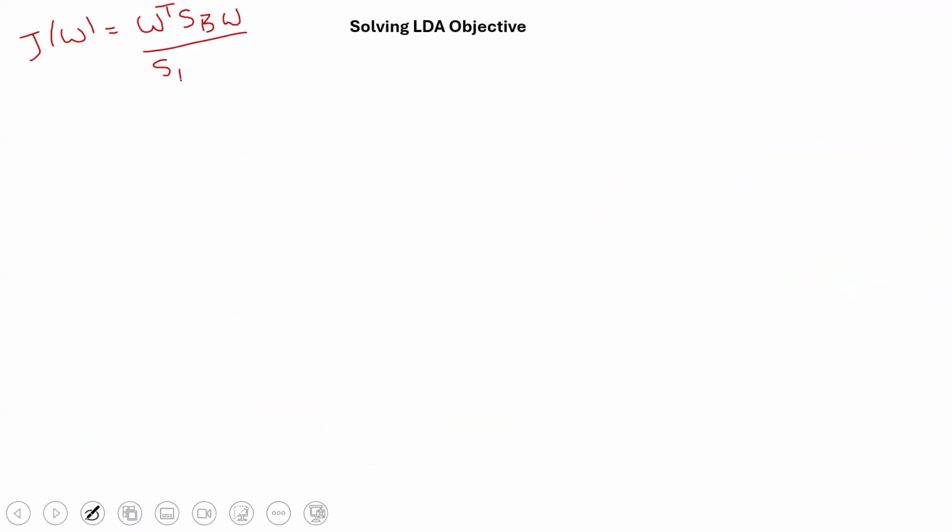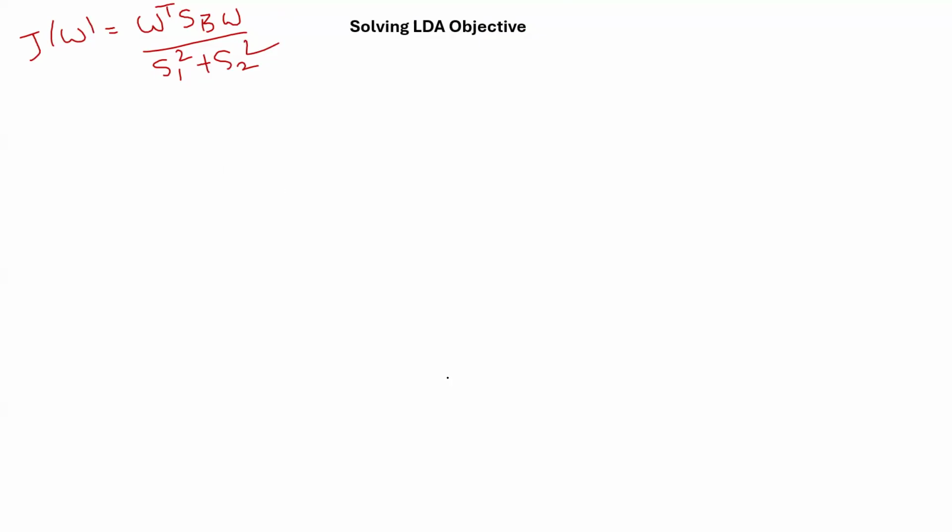Now can I write the J of W as W transpose SB W by S1 square plus S2 square? Okay. So this is our new objective function. Now let's concentrate on the denominator. How does the denominator actually look like now? We will try to find out S1 square plus S2 square.